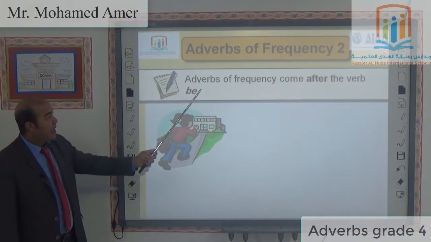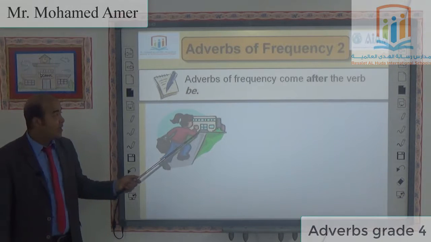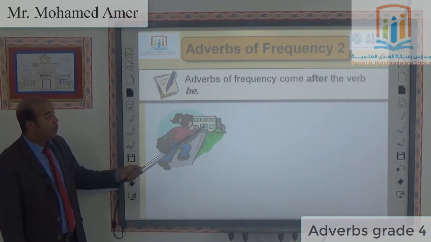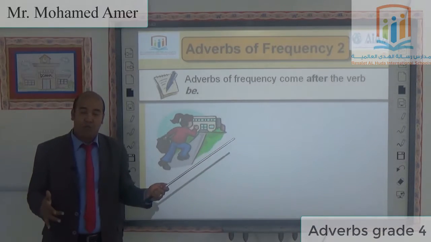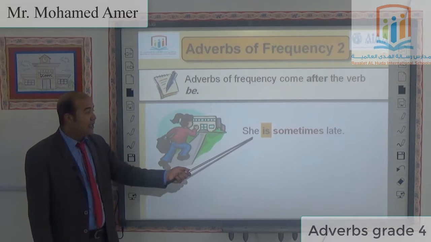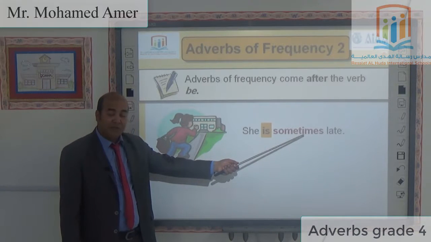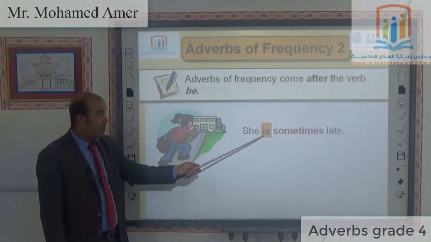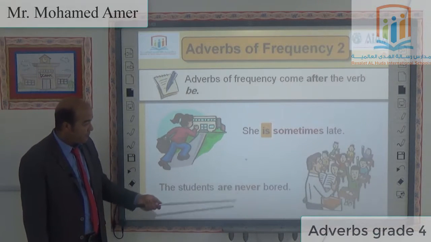Okay, my dear student, adverbs of frequency come after the verb be. You know the verb to be: is, are in the present and was, were in the past. Example: she is sometimes late. The adverb sometimes, we agree that sometimes means 50%. It comes after is, and is part of the verb to be.